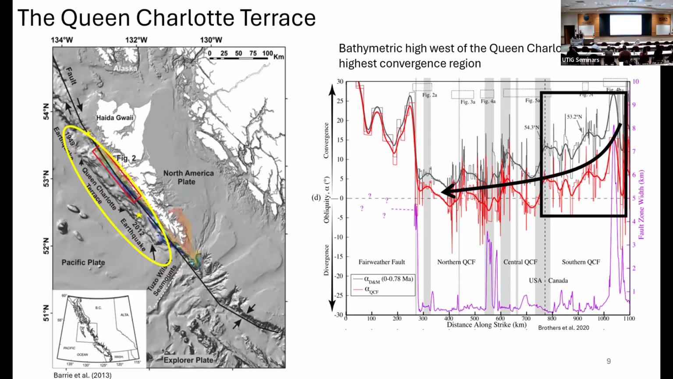So in that region with the highest convergence, offshore of Haida Gwaii, British Columbia, which was the very nice picture on my intro slide, west of the Queen Charlotte fault we have a feature called the Queen Charlotte Terrace, which was first recognized bathymetrically and since has been considered part of the response or the accommodation of oblique convergence by the system.